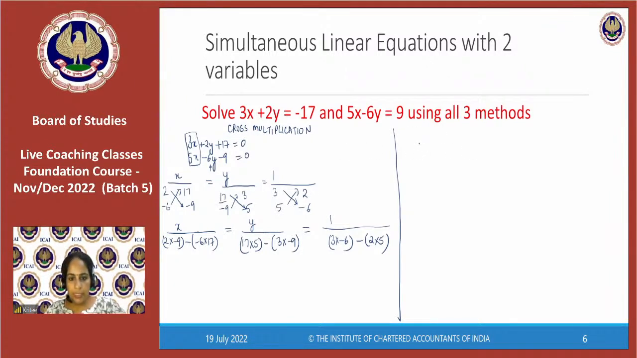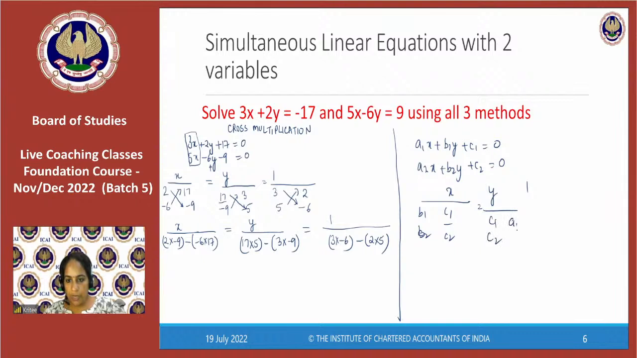It's like this. a1x plus b1y plus c1 equals 0. a2x plus b2y plus c2 equals 0. So x, y, and 1. Under x, you will write b1, b2, c1, c2. Under y, you will write c1, c2, a1, a2. Under 1, you will write a1, a2, b1, b2.